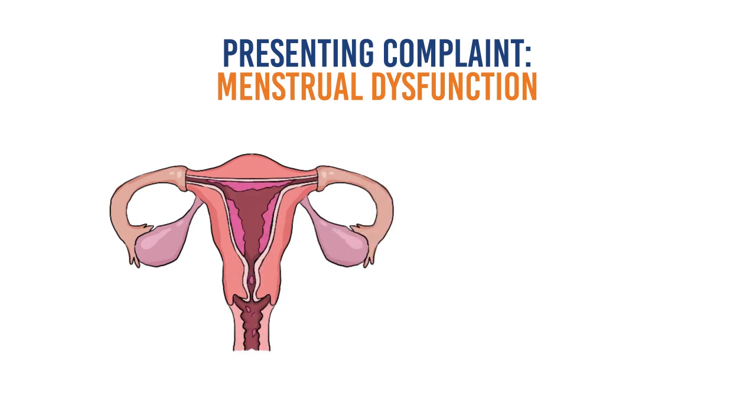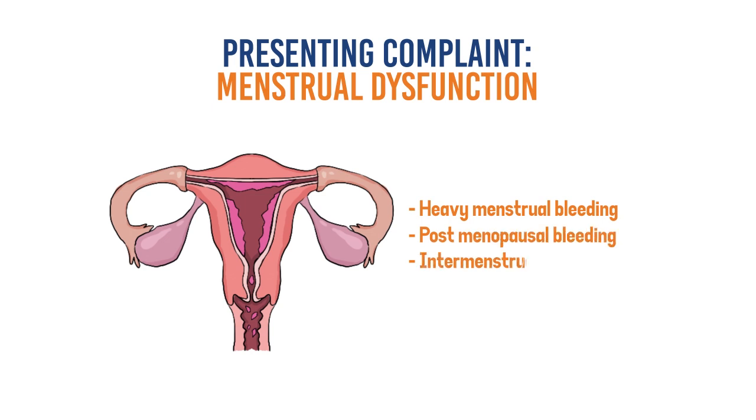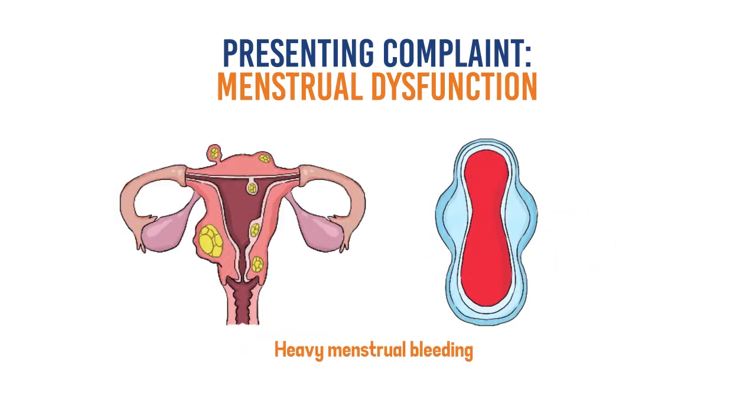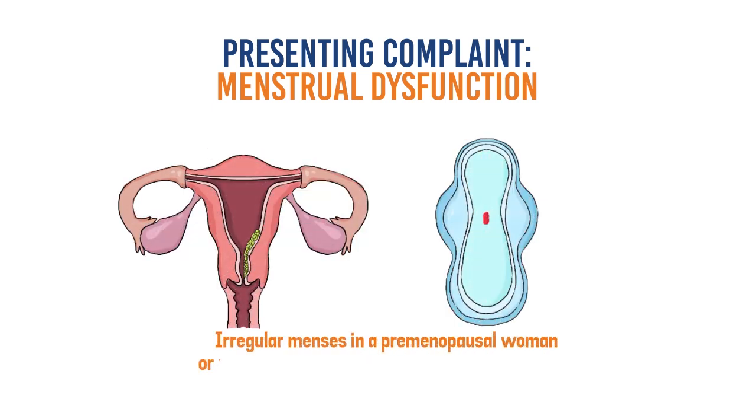Menstrual dysfunction is classified under 4 symptoms: heavy menstrual bleeding, postmenopausal bleeding, intermenstrual bleeding, and postcoital bleeding. Heavy menstrual bleeding could be caused by the presence of fibroids, while irregular menses in a premenopausal woman or postmenopausal bleeding could be a sign of uterine malignancy.